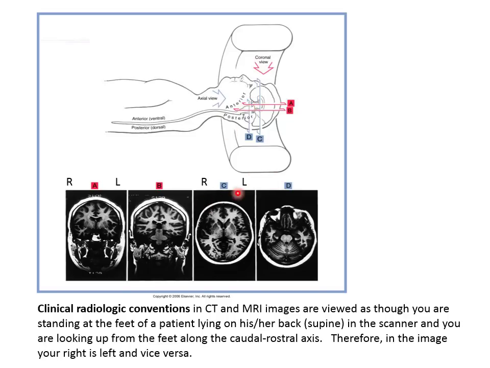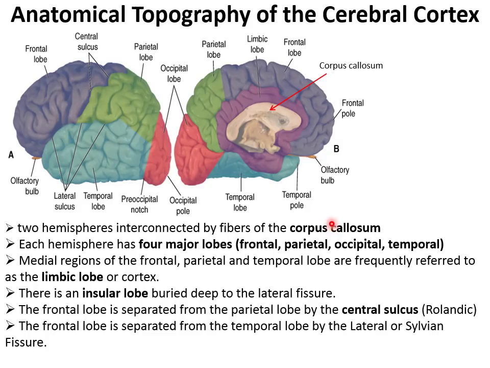Similarly, what you're looking at on the left of both the coronal and the axial is the right side of the brain. And also, what you're looking at most superiorly is actually the anterior portion of the brain, and what you're looking at on the bottom is the posterior portion of the brain. So the image is reversed left and right relative to what you commonly think about in anatomical terms.